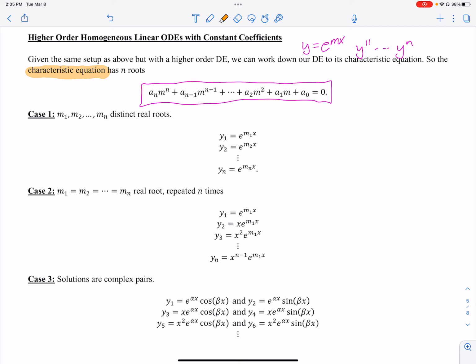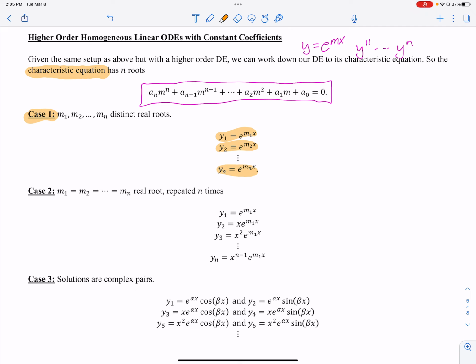Case 1. So it's the same type of cases. They're all distinct real roots, however many roots I may have. I may have more, I may have 10, depends on the polynomial that we're dealing with. If that's the case, then it's that same scenario where we just do e to each root x.